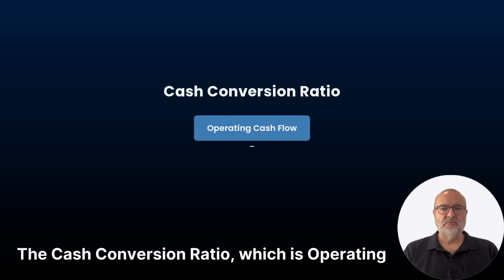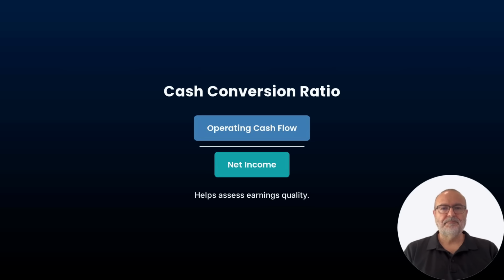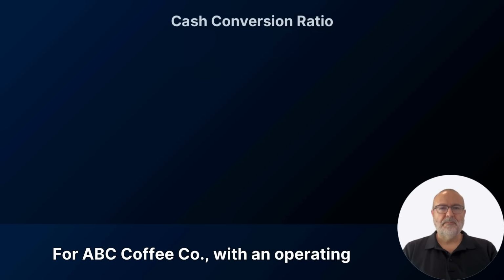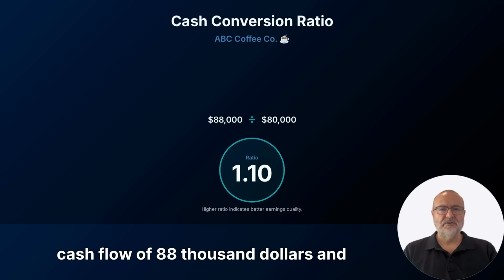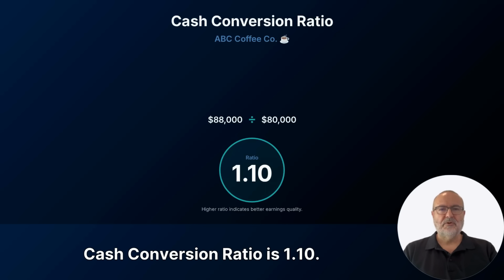The cash conversion ratio, which is operating cash flow divided by net income, helps assess earnings quality. For ABC Coffee Co., with an operating cash flow of $88,000 and net income of $80,000, the cash conversion ratio is 1.10.